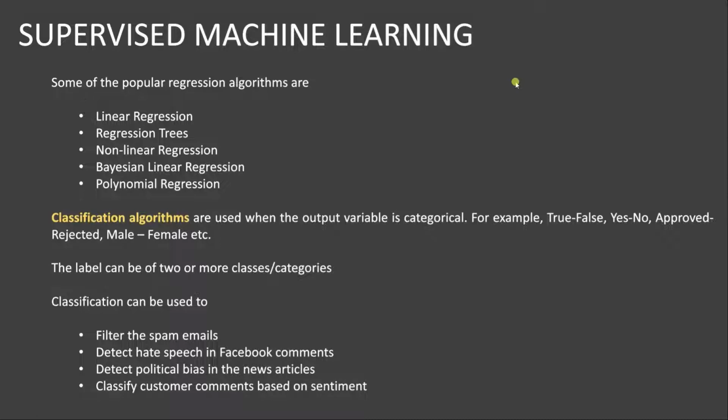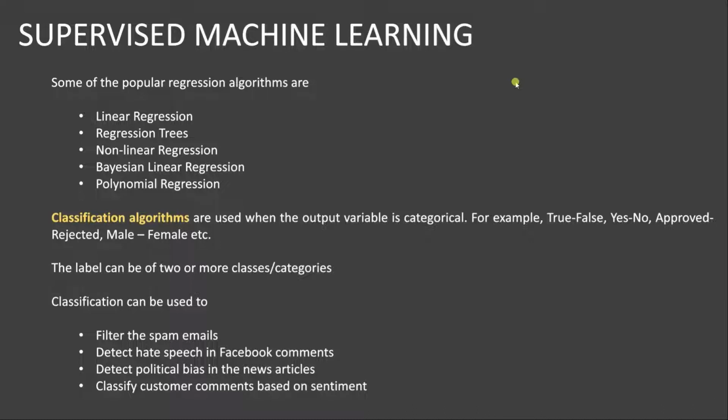The classification algorithms are used when the output variable is categorical. For example, if we need to say whether a particular item belongs to a particular class or not, maybe true or false, yes or no, approved or rejected, male or female, etc., we will be using the classification algorithms. The label can be of two or more classes or categories in classification algorithms.